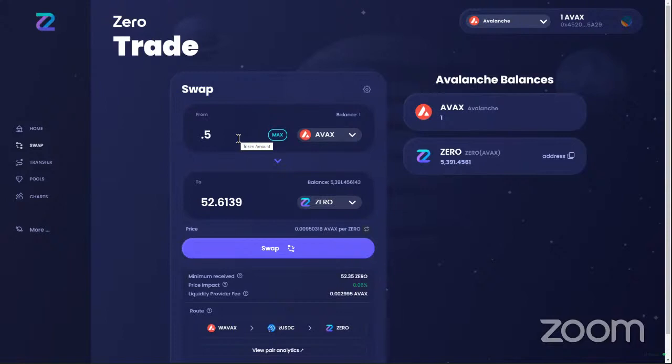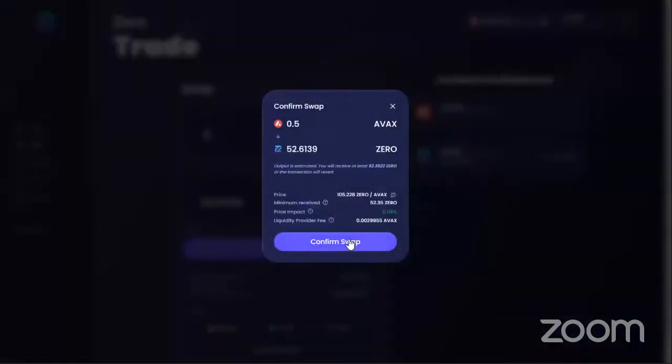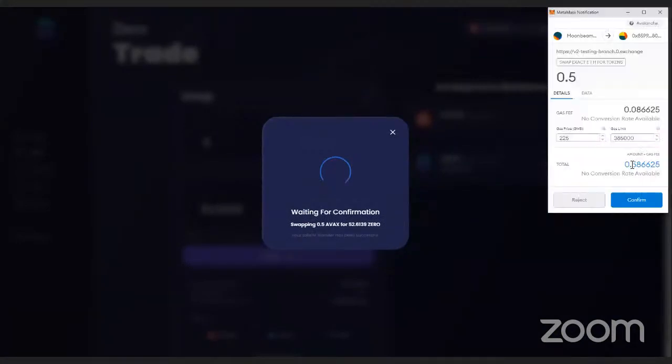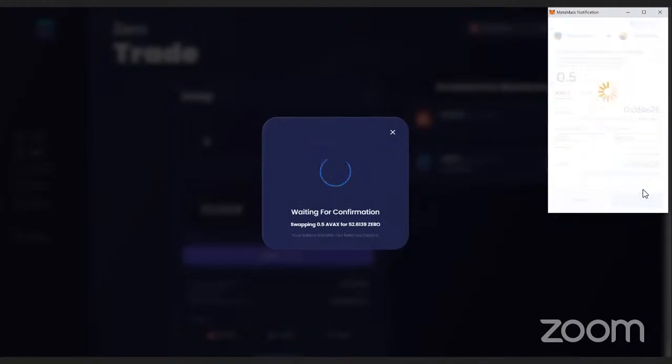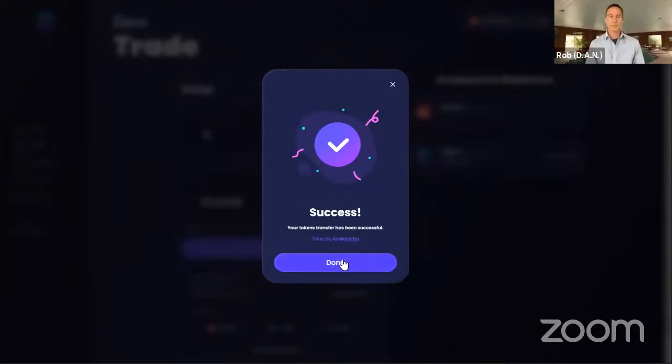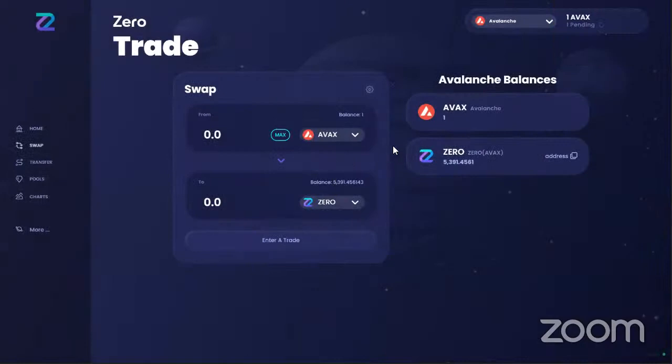But what's really the magic here is to watch how fast this transaction is that's about to happen. Swap. Confirm the swap. This is the max amount. It's actually in AVAX, so it's saying 0.58 AVAX is what it has to charge. That is done, by the way. I'll show you what that costs. Done. So that is now a done swap.